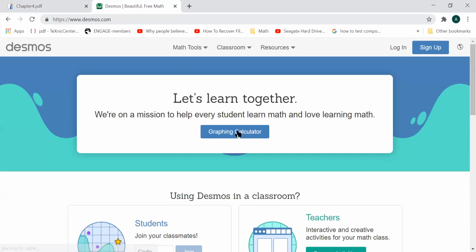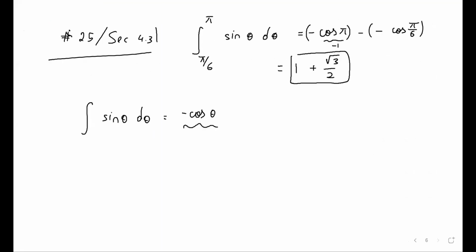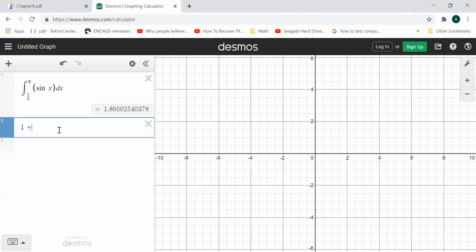All right. So folks, we do the integral, we said, pi over 6 here, and pi over here. Let's put a pair of parentheses here, dx, and let's put sine x. All right, then it gives you this number here, but do you know what that number is? So what we got in our calculations here was 1 plus square root of 3 over 2. Let's see if the same number is there. If we calculate 1 plus square root of 3, all of that divided by 2, there we go. So it's the exact same number.